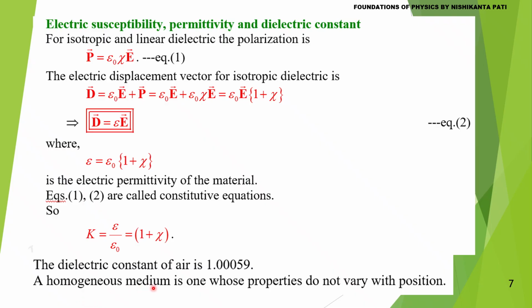A homogeneous medium is one for which the properties do not vary with position. It means whatever property you observe here, the same property will be here, and here. If it is isotropic, then the properties are the same in all directions. If you see this way, whatever property you observe, if you see that way, you will observe the same thing. For isotropic, the properties are the same in all directions, and for homogeneous, the properties are the same at all points.